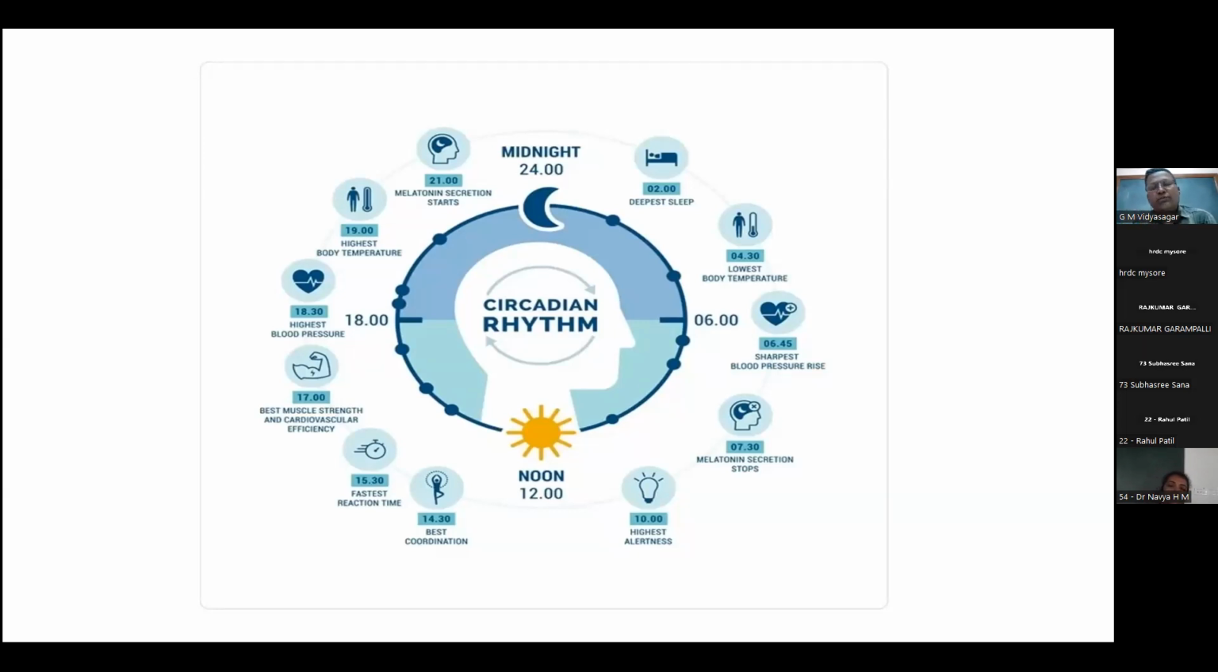So I think we are not following this rhythm, the circadian rhythm, this kind of clock. We don't have any fixed time for food. Whenever we feel hungry, we take food. Whenever we feel thirsty, we drink water. Even sleep is not appropriately followed, and that is one of the most important factors for metabolic disorders.